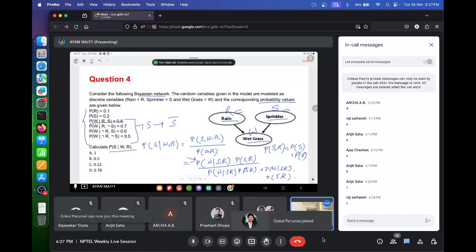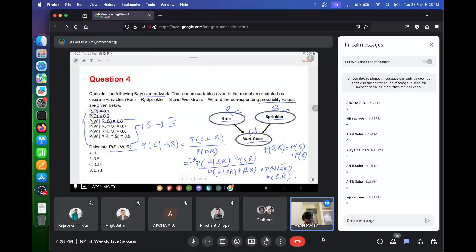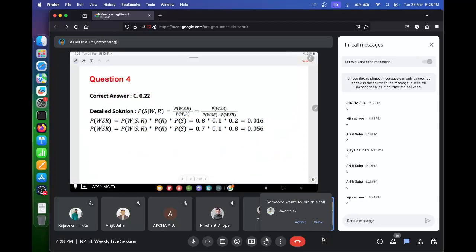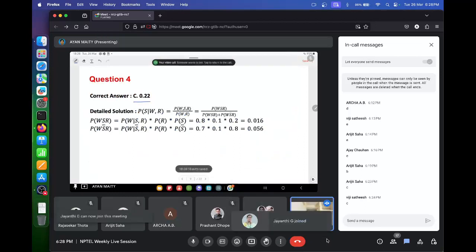and probability of s and r are given here. Probability of w given negation of s r, this is also given here. So all these values are given. We just have to put these values into this formula to find out probability of s given r, and the correct answer would be C, 0.22, and the process is also shown here.